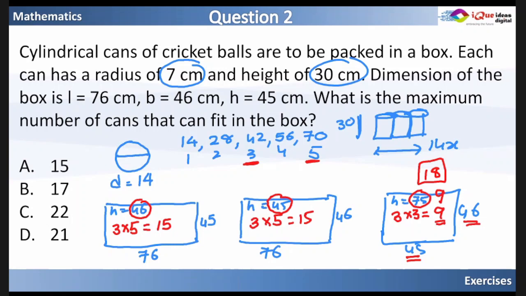In the first two, I cannot have 2 vertical layers. That means the first layer is 15 each. But what if I stack the cans horizontally on top of the first cans? Because vertically, if I keep the can like this, then I need a height of 30 centimeters. But on top of it, if I stack the can like this, then I need a vertical height of only 14 centimeters extra. Correct?